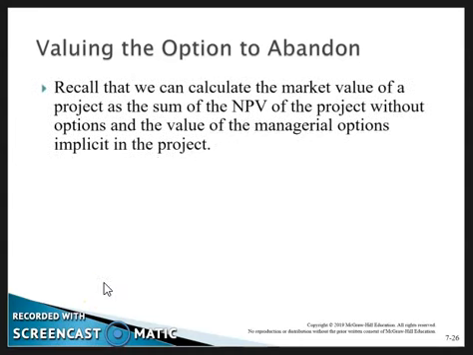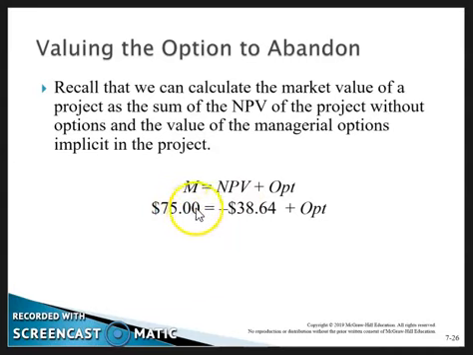Okay, valuing the option to abandon. Remember we can calculate the market value of a project as the sum of the NPV of the project without options, and the value of managerial options that is implicit to the project. So market value is equal to NPV plus the value of the options. So market value is just the value of the project with options.